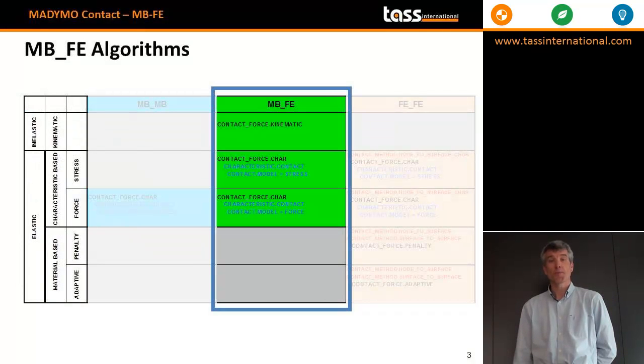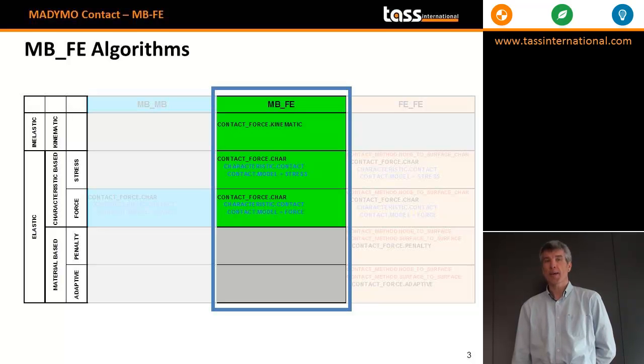Let's go to the table as you have seen before. In the MBMB, you only had one possibility to choose. For MBFE, you in principle have three main contacts available. It's the kinematic one, it's an idealistic one. It means basically no penetrations are allowed. Typically this type of contact is not recommended to be used. I will explain in more detail later on.